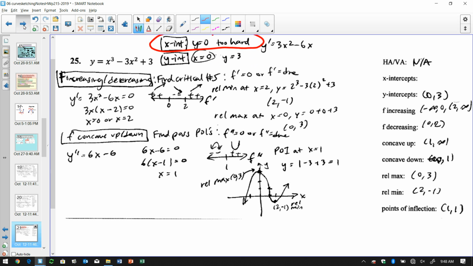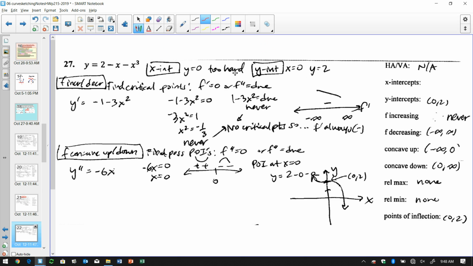For number 27, you could have actually figured out the x-intercept by just randomly plugging in. If you had plugged in 1, you would have seen that y would be 0. So you could have maybe figured it out by randomly plugging in. But if not, this one was too hard also, but you could draw the sketch. Something about this one that students had trouble with: when you did your f prime graph, did you see that you had no critical points? Yeah. Okay, when you have no critical points, that just means you plug in any number you want.